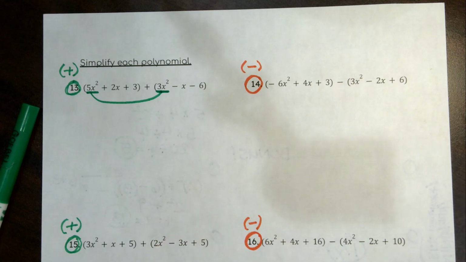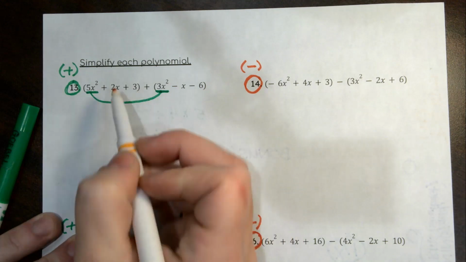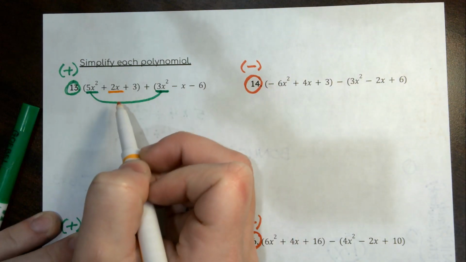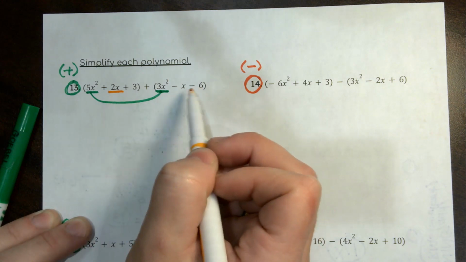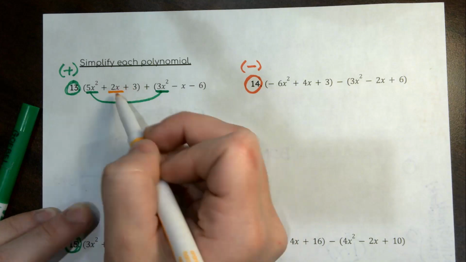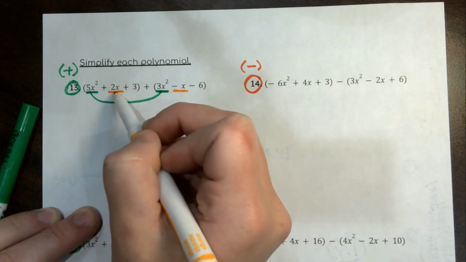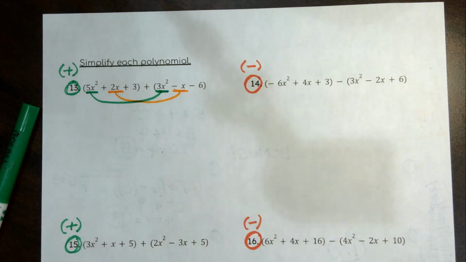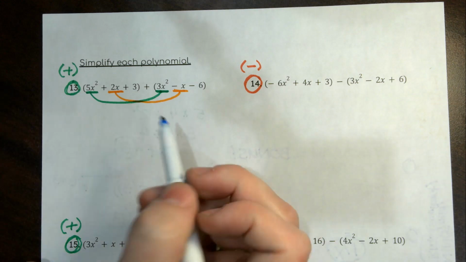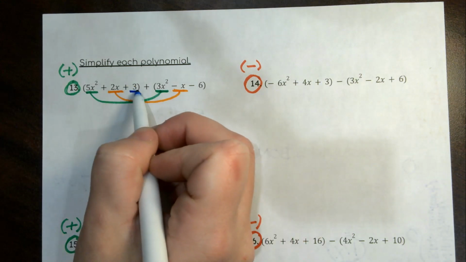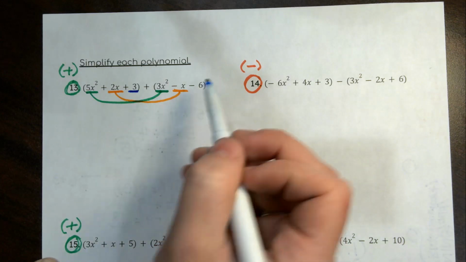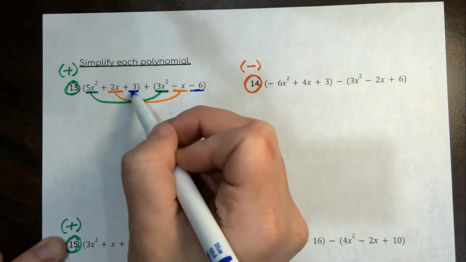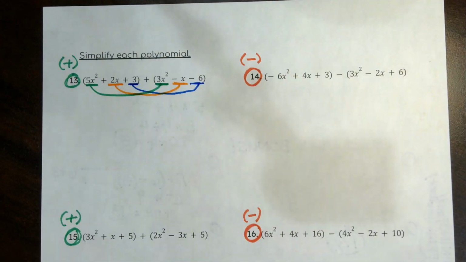Okay. Now let's move on to our next term. I have a 2x. Do I have any more terms with an x? Yep, just x over here. We've got minus x. So we are going to connect to that minus x. All right, and last but not least, I've got plus 3. That's a term without a variable. Do I have anything I can combine that with? Minus 6. So I am going to connect those as well.